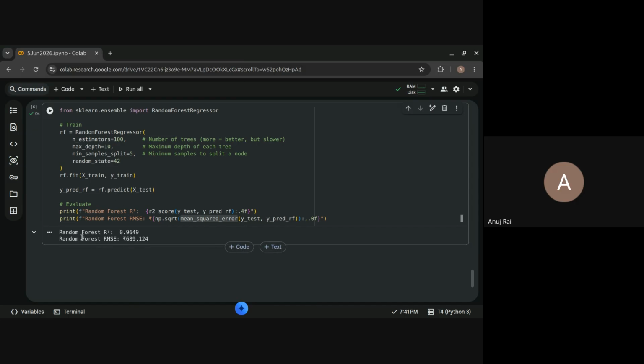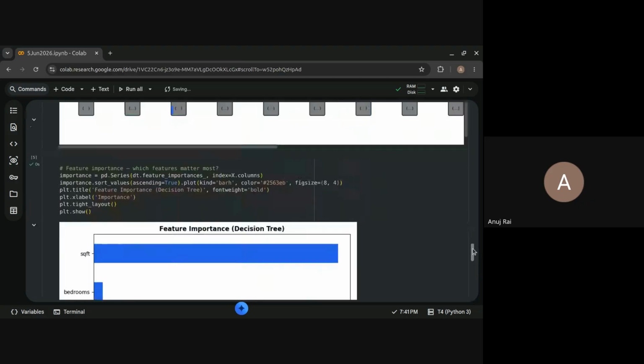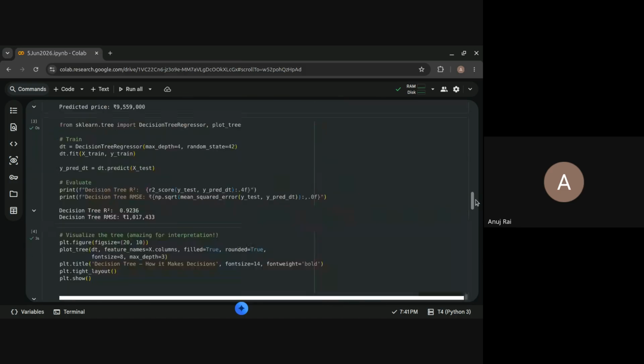So here you can see that the random forest RMSE is 689, 6 lakh 89. And if you compare it with the decision tree, definitely it is much better.